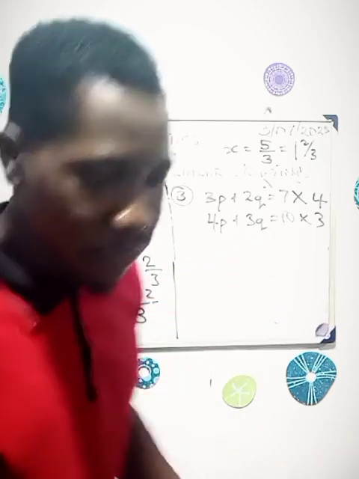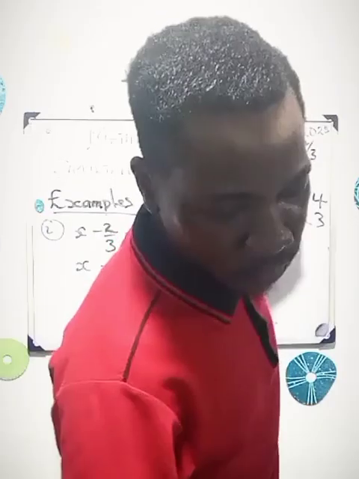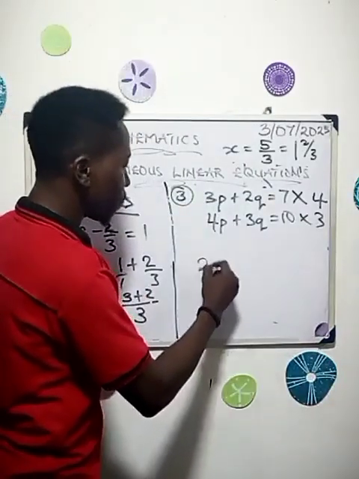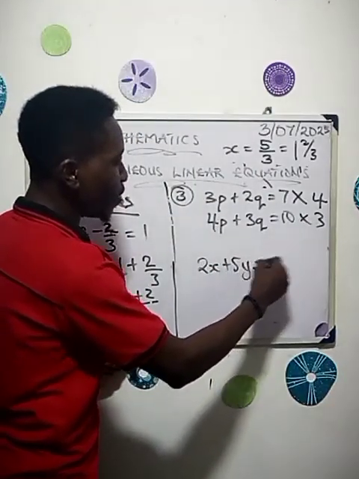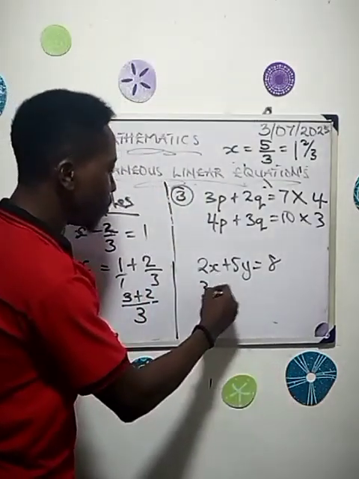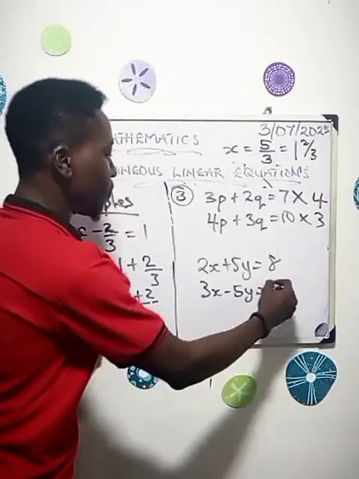So if you have, let me get another one. Before I move on, let me show this also. So we have 2x plus 5y equals 8, and 3x minus 5y equals 12.